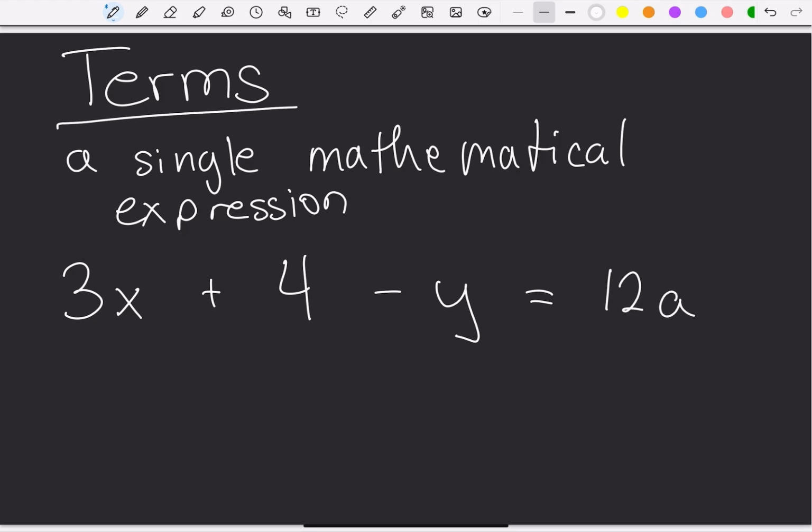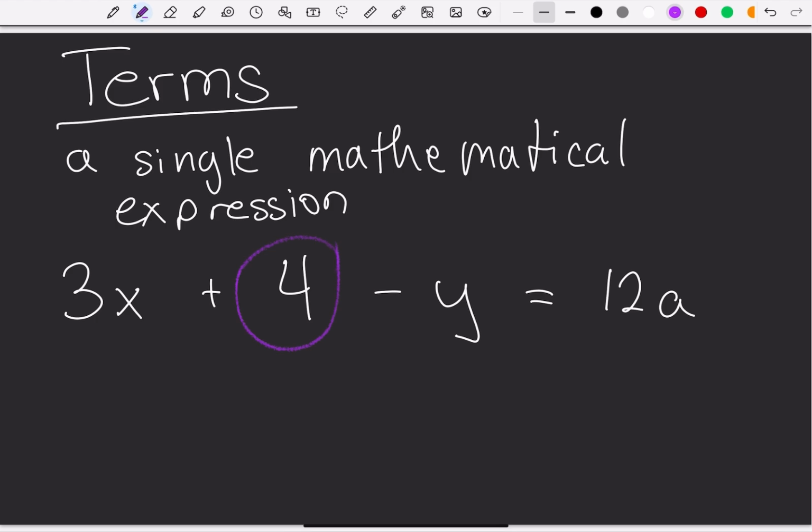12a. Alrighty, so what do we have here? Well, the word term refers to anything that can be a single number, a single variable, or a product of a number and one or more variables. So what does that tell us? What does that mean? Well, first of all, what was that first thing that I said? I said that it could be a single number.